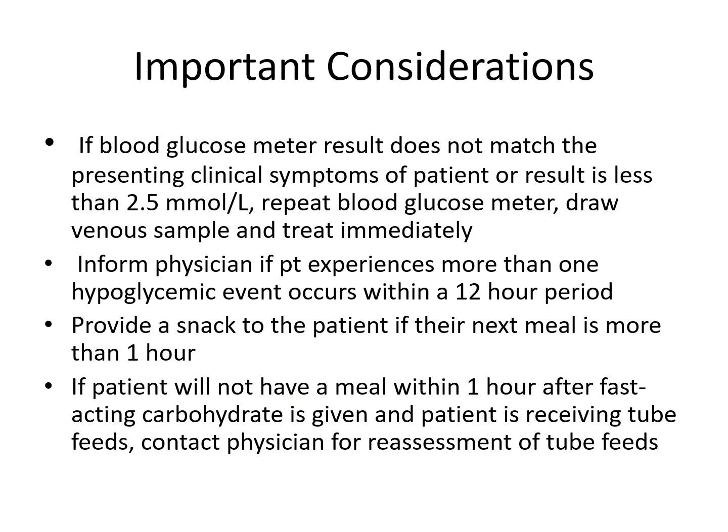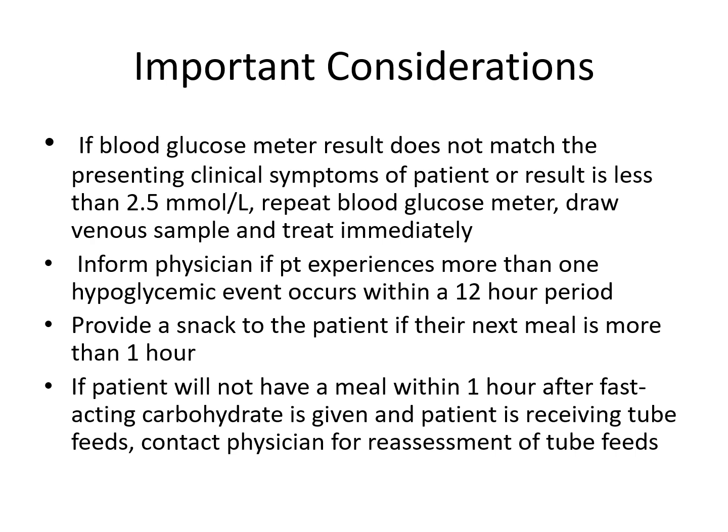Here are some important considerations. If the blood glucose meter result does not match the presenting clinical symptoms of the patient, or the result is less than 2.5, you're going to immediately repeat that blood glucose meter, draw a venous sample, and treat it immediately. You will also need to notify the physician if more than one hypoglycemic event occurs within a 12-hour period. This may mean that their diabetes medication needs to be reassessed.